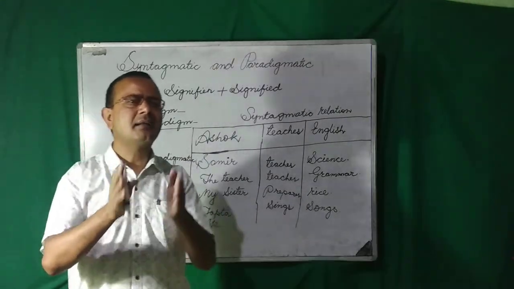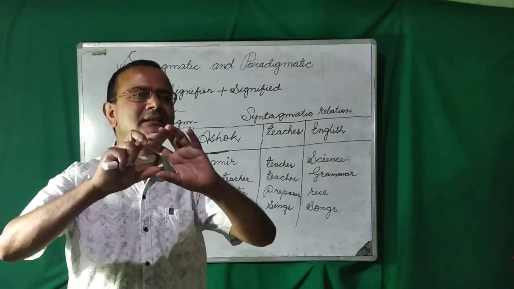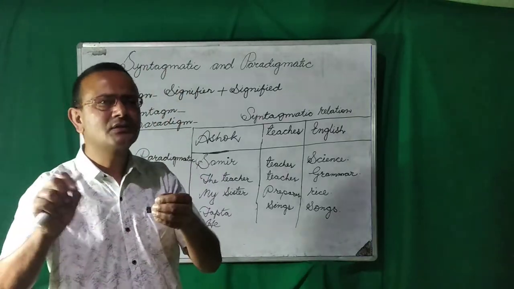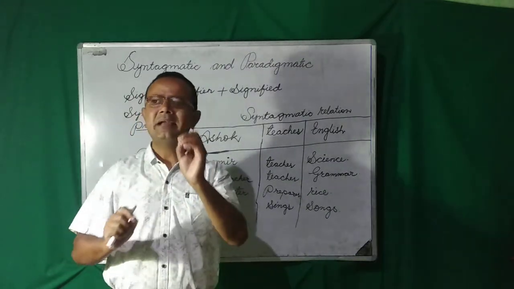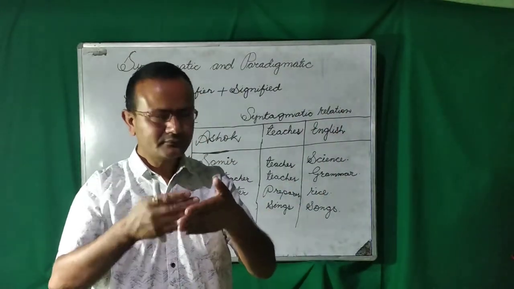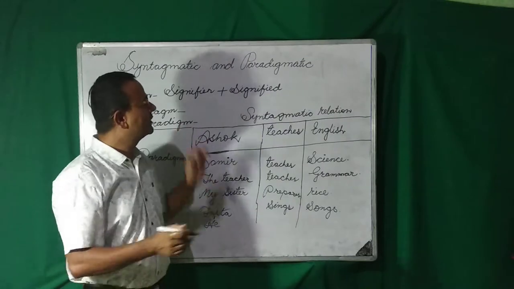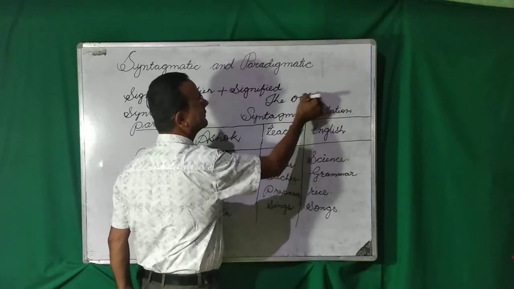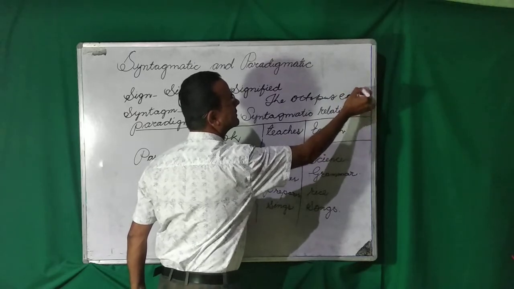So syntagmatic and paradigmatic relationship are there, and these syntagms are put together in a system, in a sequence, to make a meaningful sentence, and there is also the possibility of substitution. Syntagmatic relationship is all about positioning, where we put the word, and then it's about the sequence. Because if I say, for example, instead of Ashok teaches English, the octopus eats Raju.